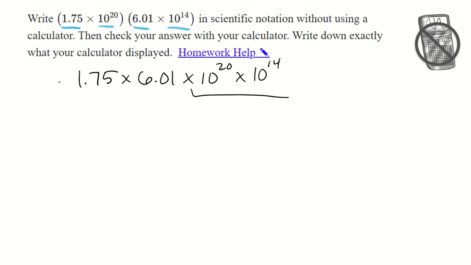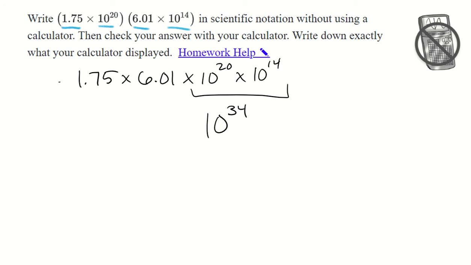Because these are factors of 10, I have a base of 10 and different numbers of factors. 20 of them times 14 more of them is going to give me 10 to the 34th power. Now, in terms of the product of these other two numbers, I want to do that part with a calculator. 1.75 times 6.01.